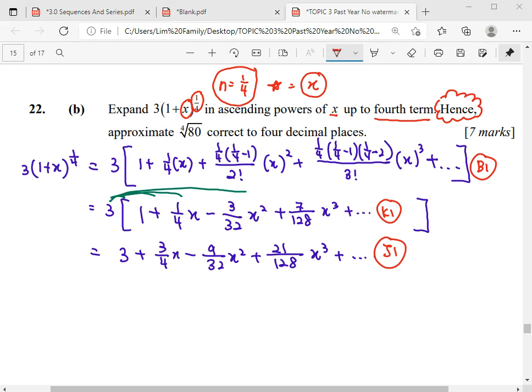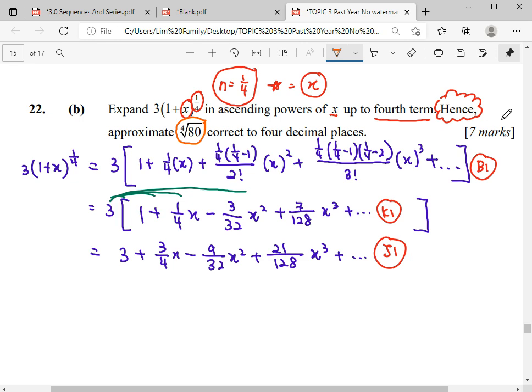Okay, so we continue for part 2. Part 2 means we need to use this expansion, what we already expanded here, to get this fourth root of 80. This is what we need to achieve by using this expansion. Before we substitute a value, it doesn't give us any x value, so we need to find the x value by ourselves. We need to compare it by ourselves.